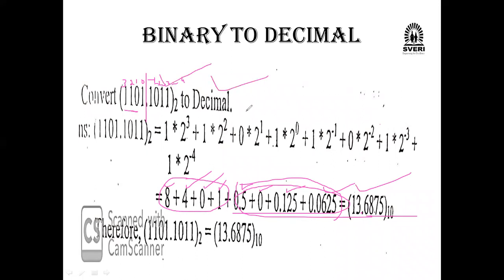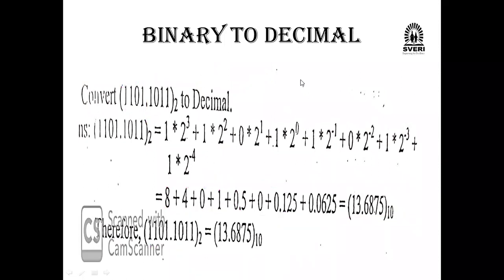Any doubts? 13.6875. We have converted that binary number into the decimal number. Is it clear? Yes, sir. Is it clear or not? Okay. Next, what we have to do? It will complete binary to the decimal. Who will be absent for today's class, for them it is very difficult, I am telling.